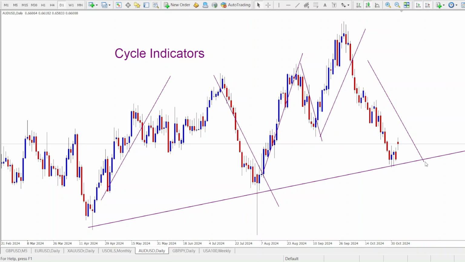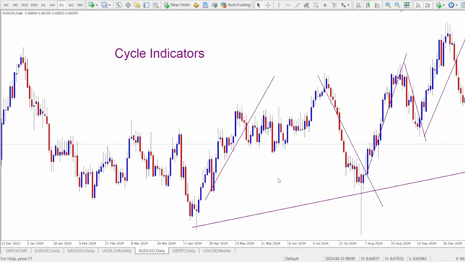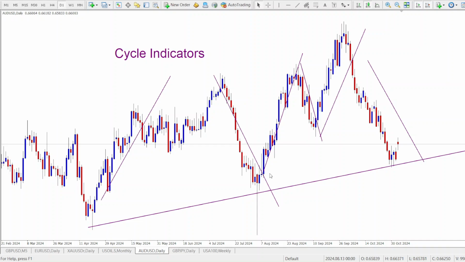Now, why should you care about cycle indicators, specifically in Forex trading? The Forex market is known for its volatility. If you are new to the Forex market, it's important that you be aware that it's a volatile market. And of course, if you have been in the game for long, you would already know that it's fast moving, with trends and reversals happening constantly.